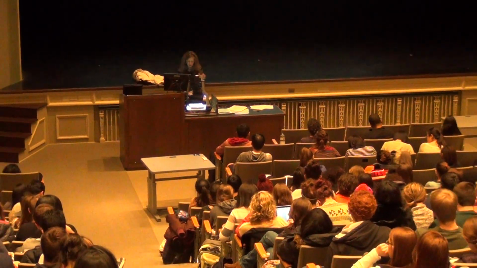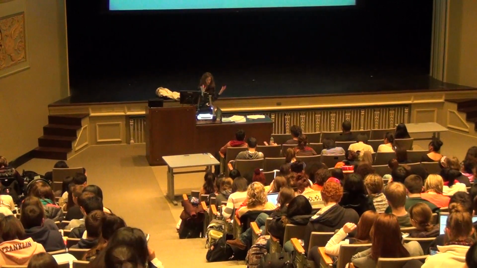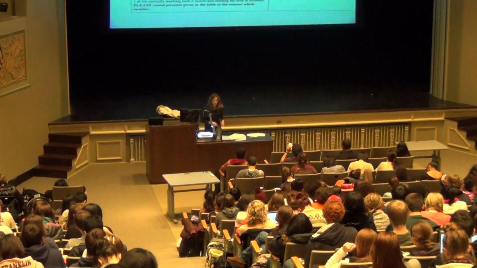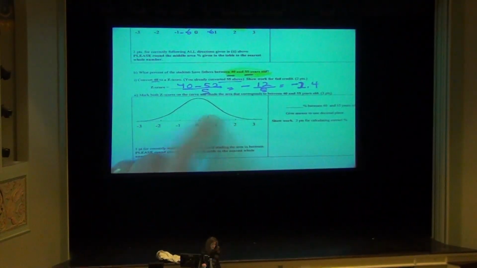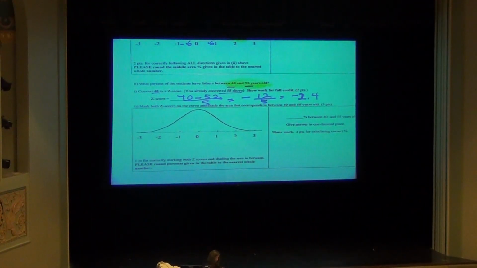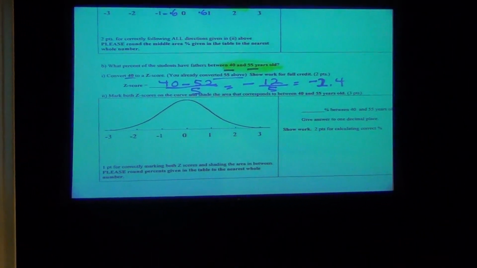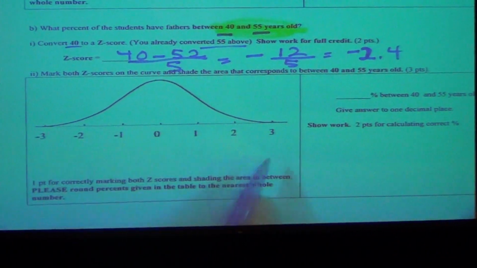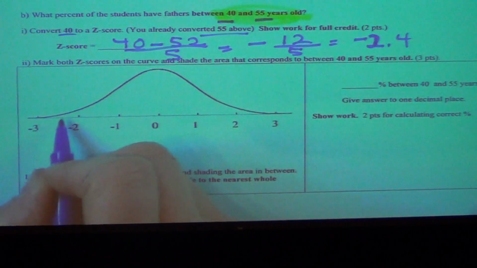Okay. Now, we're back here. So, we want to know, what's the question asking? The question asks, for what percent? Whenever it says what percent, you have to use the normal curve. That's going to give you the percentages. What percent are between 40 and 55? And we have to use this scale here. So now we know 40 is right here.